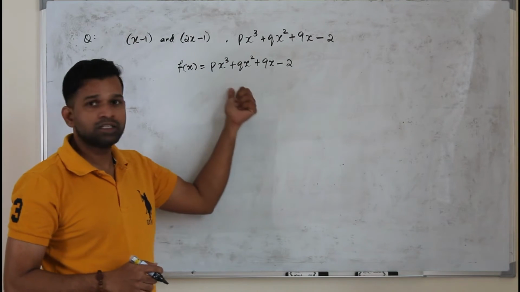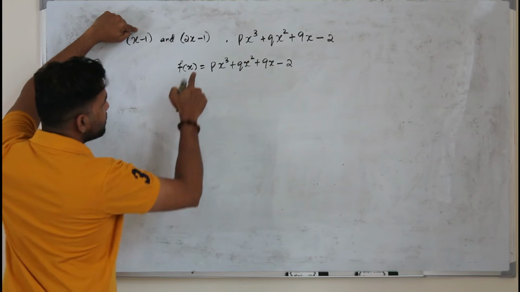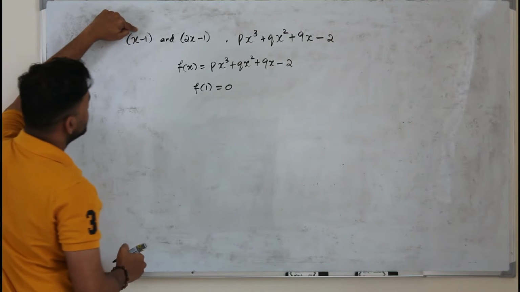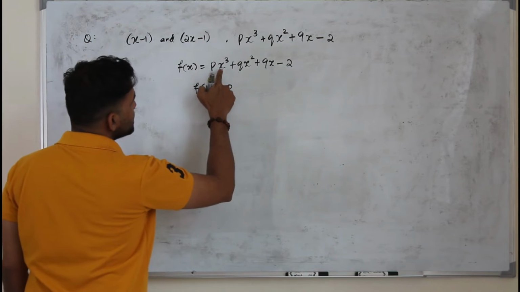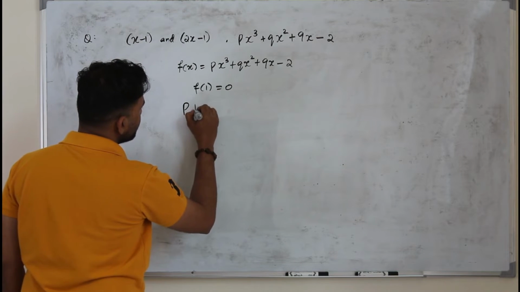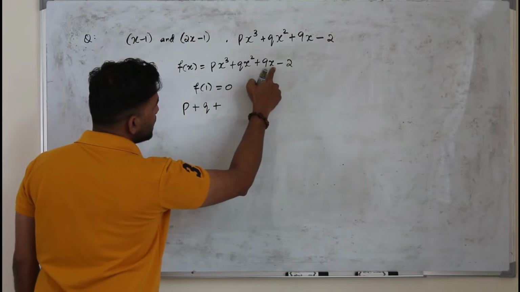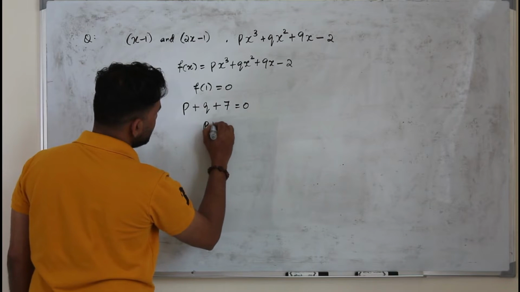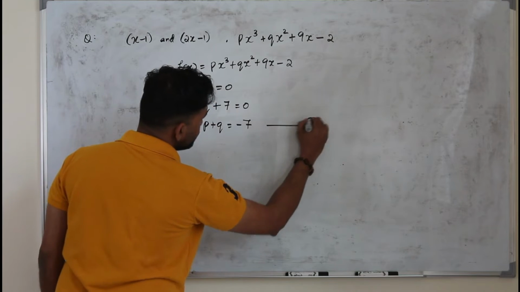If you take this polynomial as f of x, and if x minus 1 is a factor, then f of 1 should be 0. If x minus 1, replace x by 1. So if you replace x by 1 here, p times 1 cube, which is p, q times 1 square, 9 times 1, 9 minus 2 is 7, equals 0. Or p plus q is minus 7. Take it as equation 1.